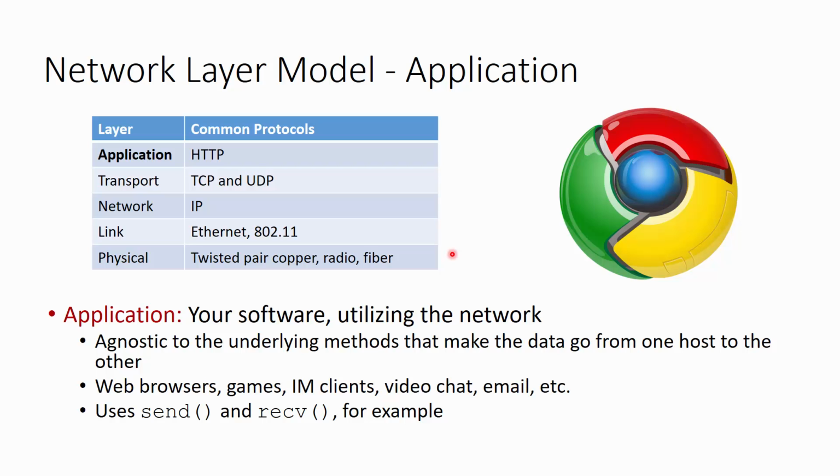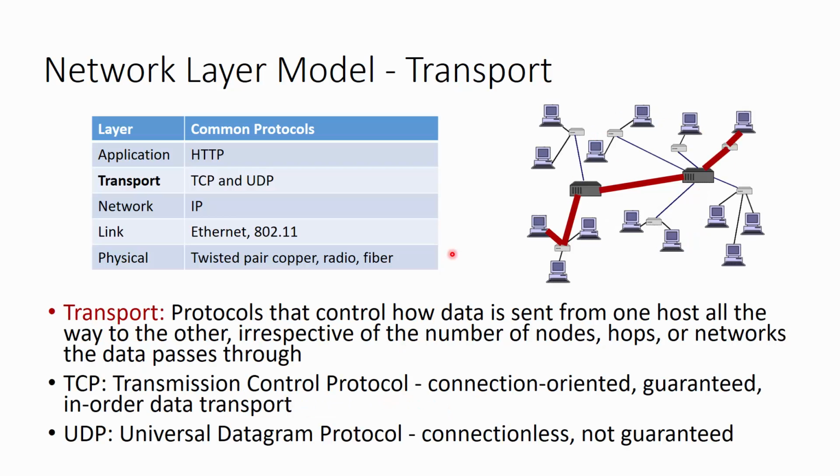From the perspective of writing network sockets in C, which is how we are going to interface with the API, that's our primary API to interface with this network, we would use send and receive, the C functions. Going down a level here, transport, the fourth layer. Transport deals with the protocols that control how data gets from one host all the way across to the other.